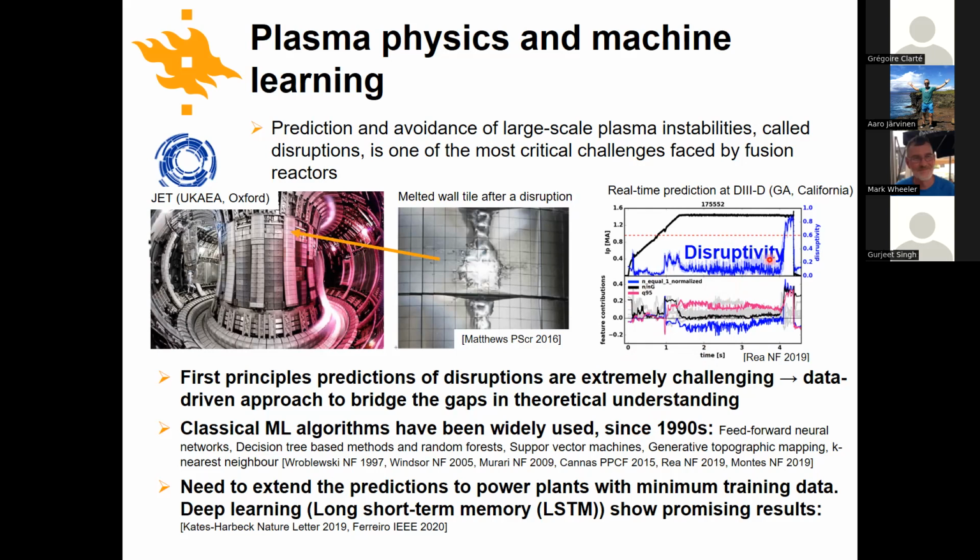And if this prediction is fast enough, then the point is that one can still adjust the plasma operations or do some rapid cooling by shooting something into the plasma, for instance, which may then allow the operation to continue. And among the many approaches which have been used are neural networks, decision tree methods, and so on, and so on.